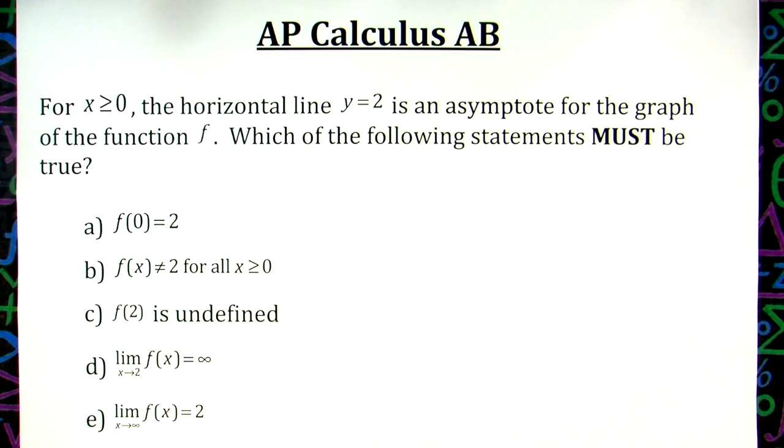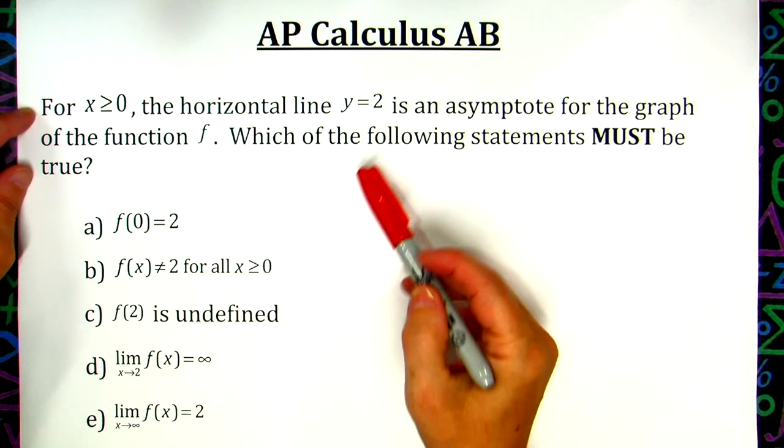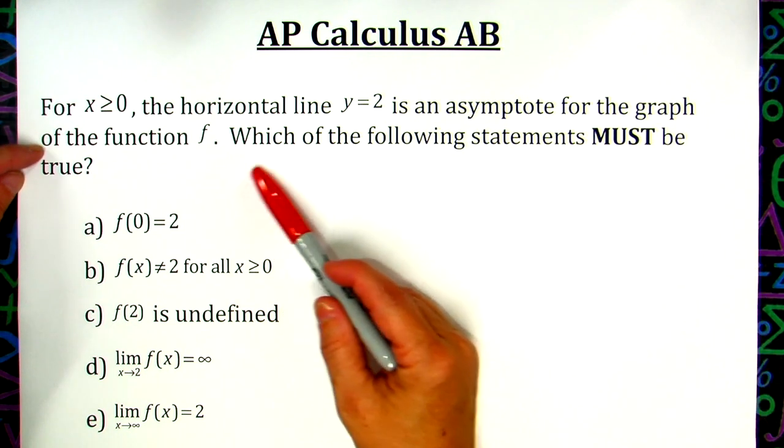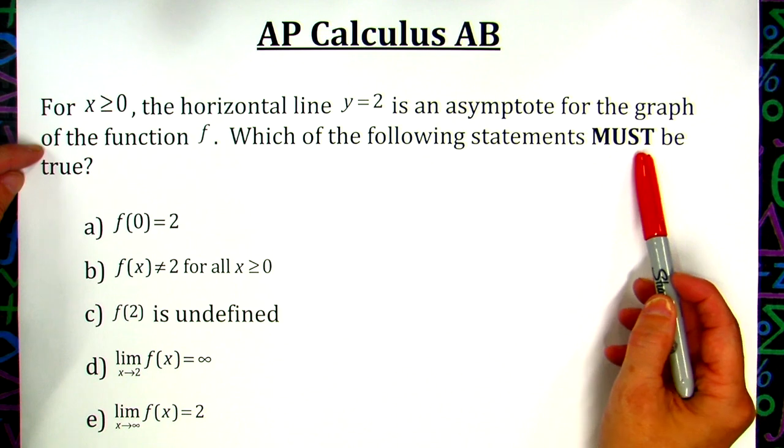In this video, we're going to take a look at an AP Calculus AB multiple choice question. For x greater than or equal to 0, the horizontal line y equals 2 is an asymptote for the graph of the function f. Which of the following statements must be true?